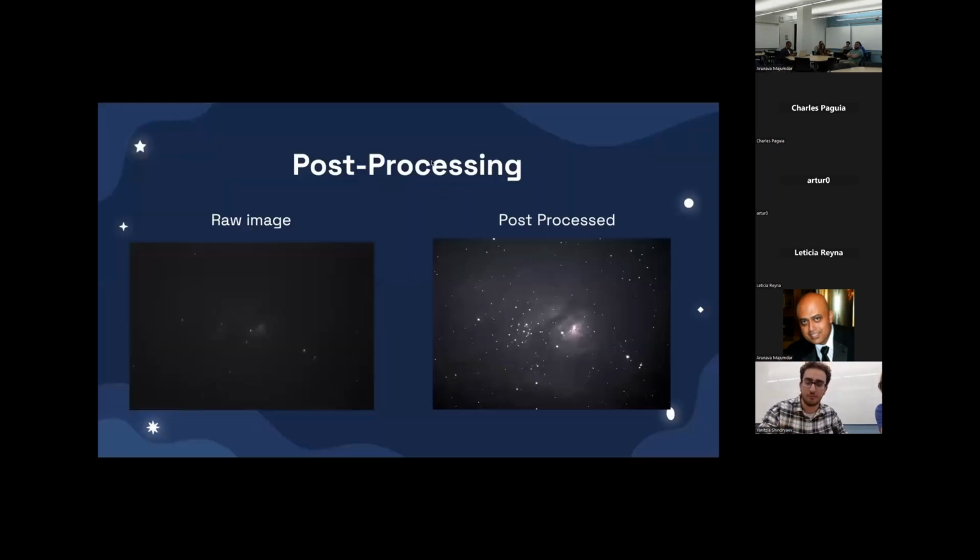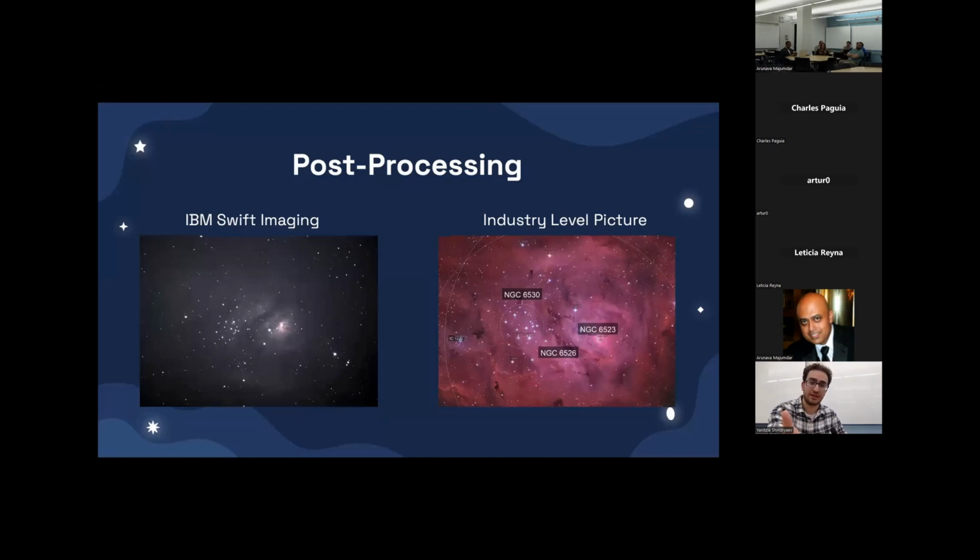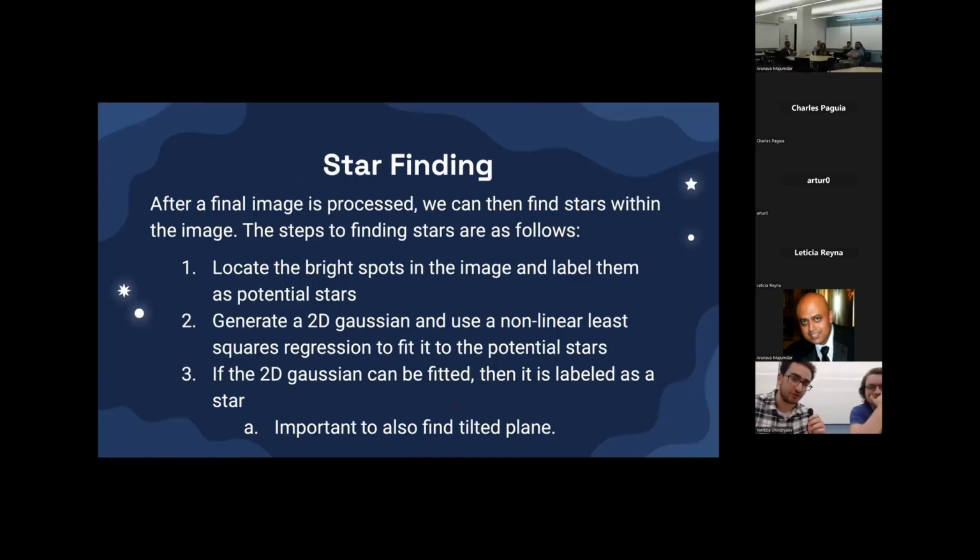But here are some more of the images. Again, you can see the post-process on the right and the pre-processed on the left. And then, for example, the left is one that we processed ourselves. The one on the right is an industry-level picture. And you can see that a lot of the formations are still there. A lot of the cloud formations were different because these are obviously taken at different times. But even then, you can see that we still have the star formations, the body formations, all of them in the same places. So it's not a bad image for the telescope. And then next we have the star finding.